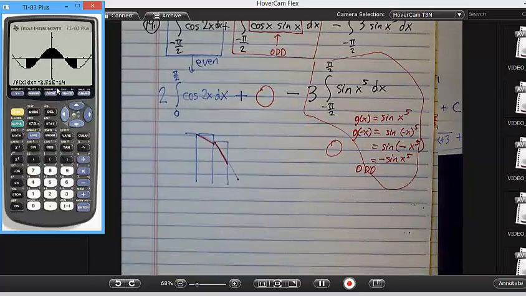Now, is that perfect? No, but it's an upgrade. You guys with me? Then there's one more upgrade from trapezoids. You actually do parabolic curves, and that's called Simpson's rule. And that is what I think it's using.